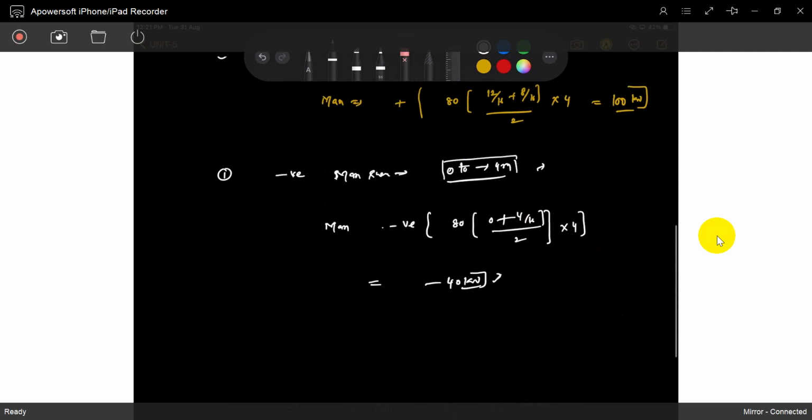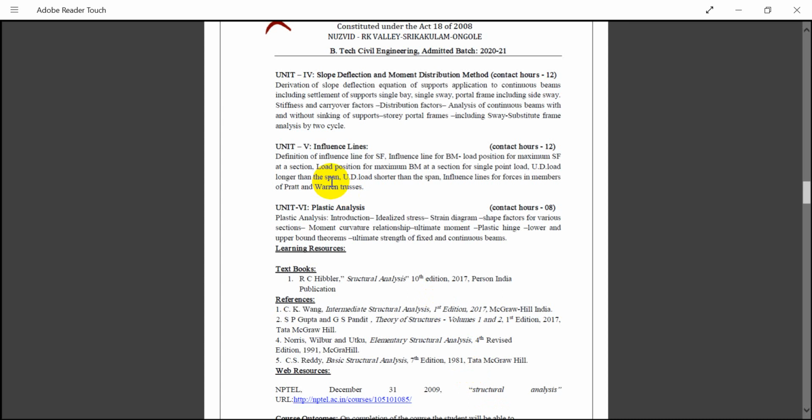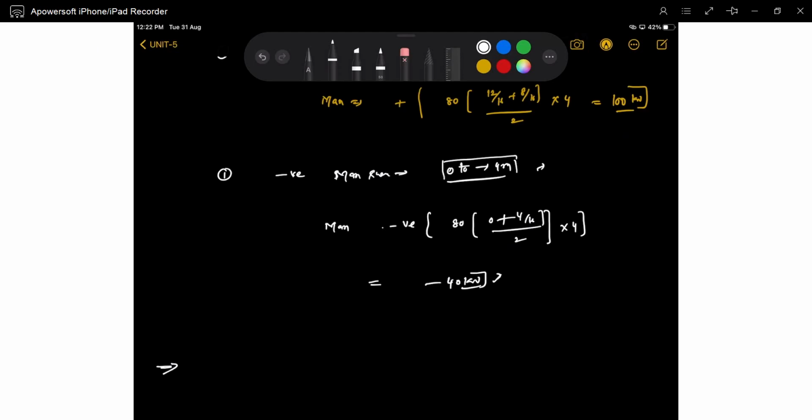Suppose we take the next problem. You can assume it's the next problem, because if you see the syllabus, load position for maximum shear force at a section, we discuss it now. Load position for maximum bending moment at a section, we will discuss next. UDL longer than the span, UDL shorter than the span. That's it, na? So now we will discuss.